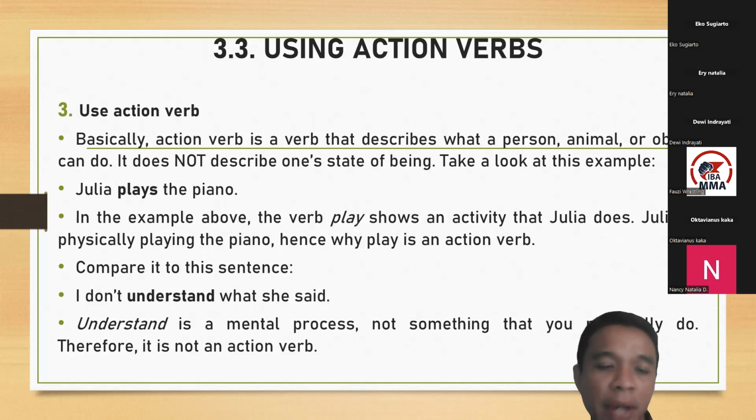Julia plays the piano. In the example above, the verb play shows an activity that Julia does. Julia is physically playing the piano. Hence, why play is an action verb. Let's compare it to the sentence, I don't understand what she said. Understand is a mental process, not something that you physically do. Therefore, it is not an action verb.